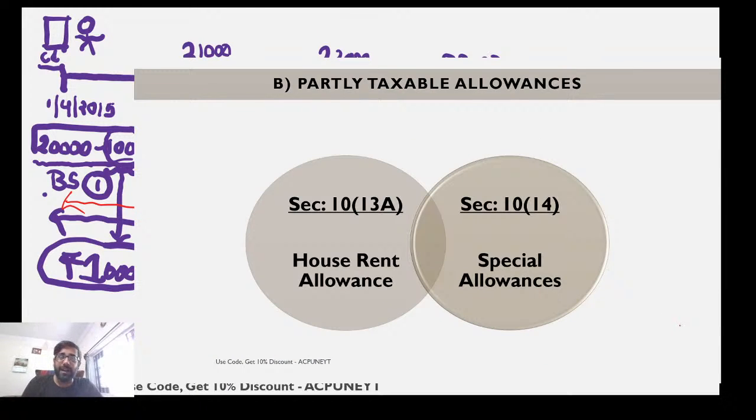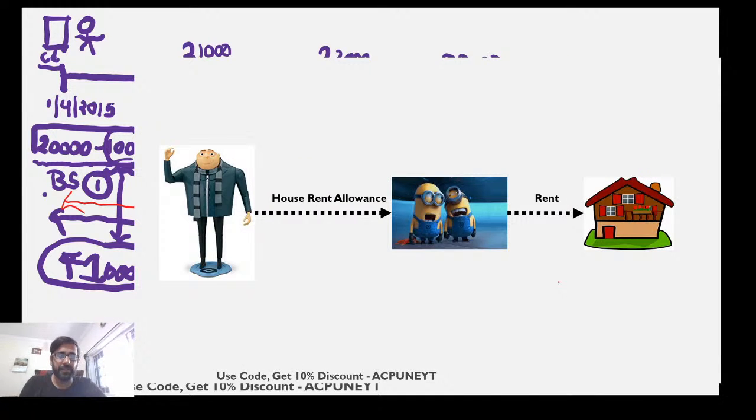Okay. So what about partly taxable allowances? There are two partly taxable allowances. First is HRA and second is special allowances. Okay. So first we will discuss about house rent allowances.